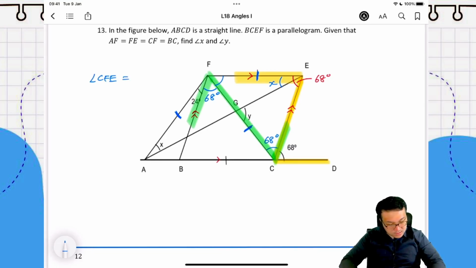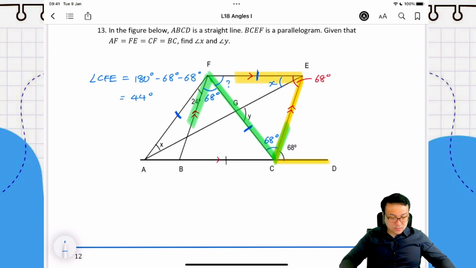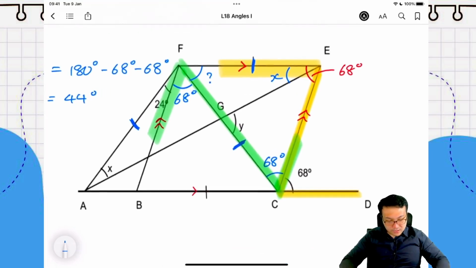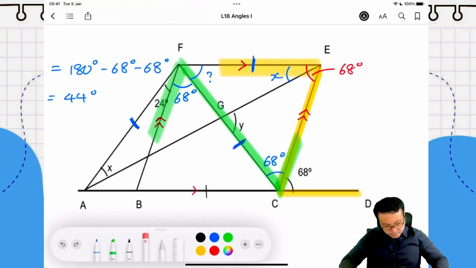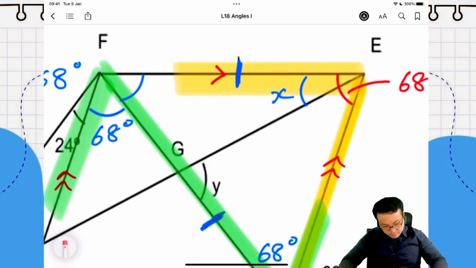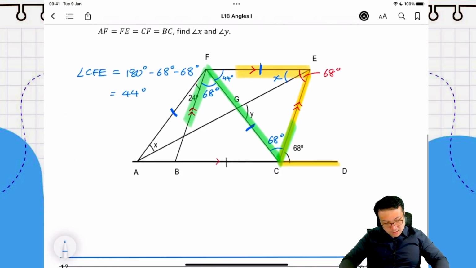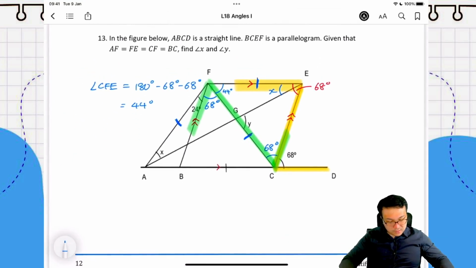Okay, you look at angle CFE, right? How do you find angle CFE? 180 minus 68 minus 68. Correct. Okay, so now we know that that is 44 degrees. I'm going to write it down here. Okay, 44 degrees, that's found.